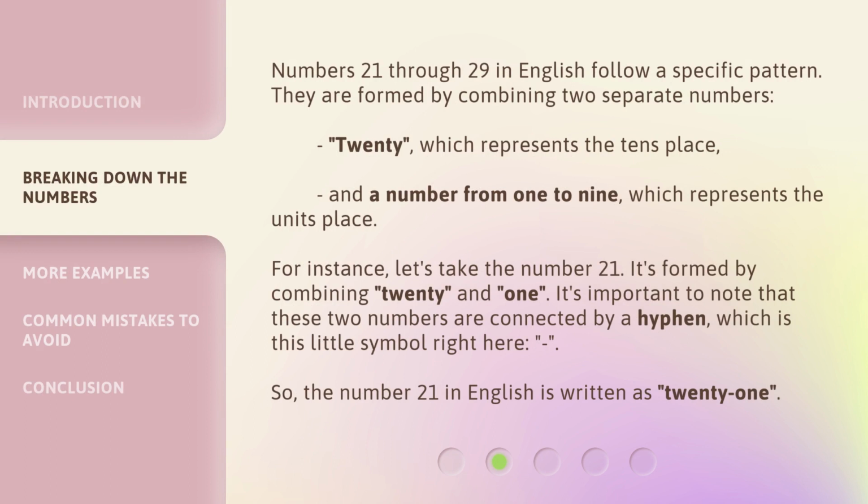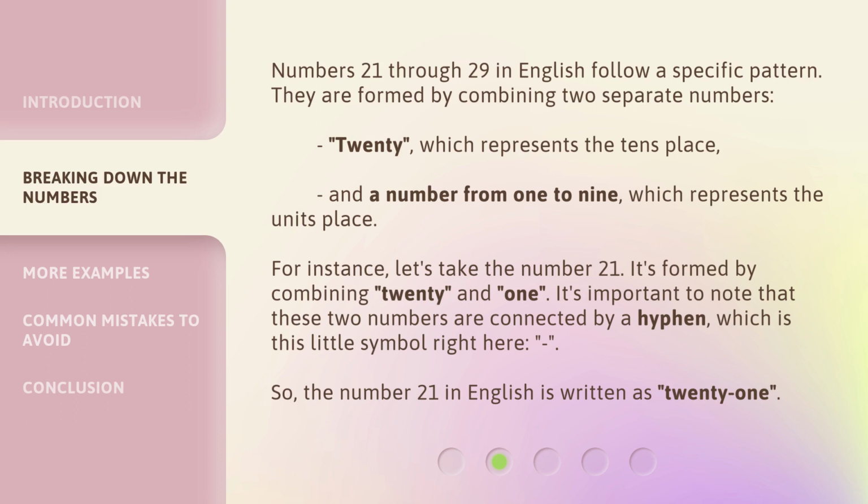Numbers 21 through 29 in English follow a specific pattern. They are formed by combining two separate numbers: 20, which represents the tens place, and a number from 1 to 9, which represents the units place.